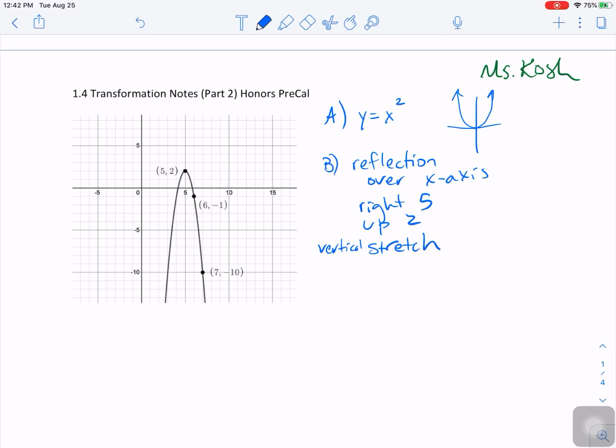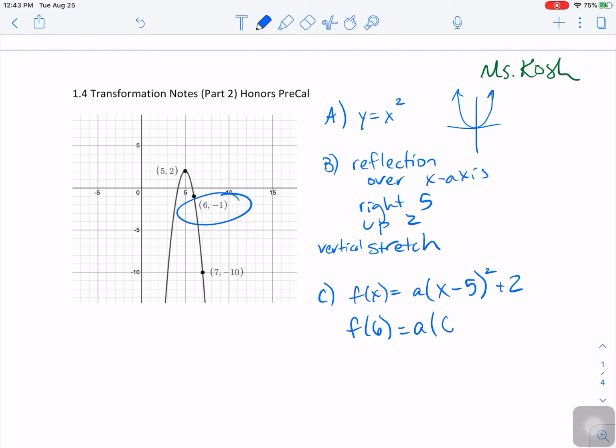So what I have here is that my f of x is equal to a times x minus 5, that's how I'm going to move it right, squared. That's the parent function. And then I want it to go up 2. That's the basic idea, but I haven't taken the reflection and the vertical stretch into consideration. So now let's say f of 6. I'll use this point right here. F of 6 would equal a times 6 minus 5 squared plus 2, and that had better equal -1.